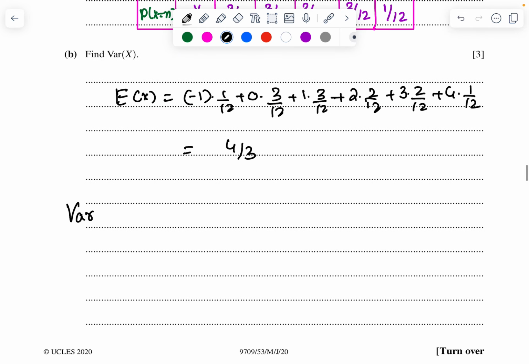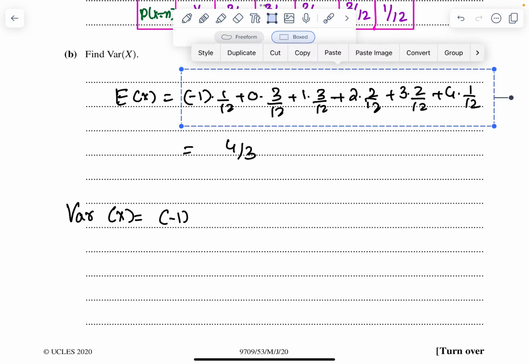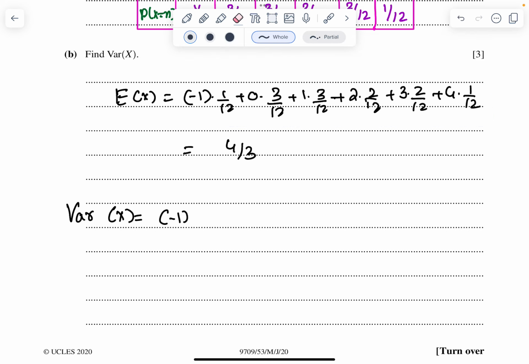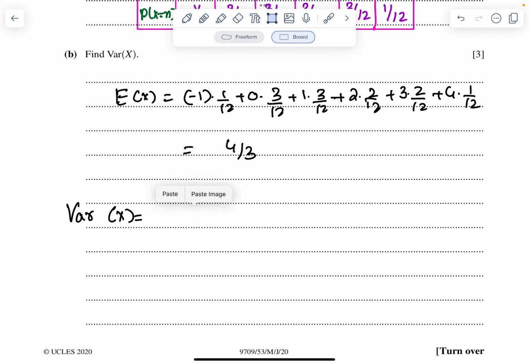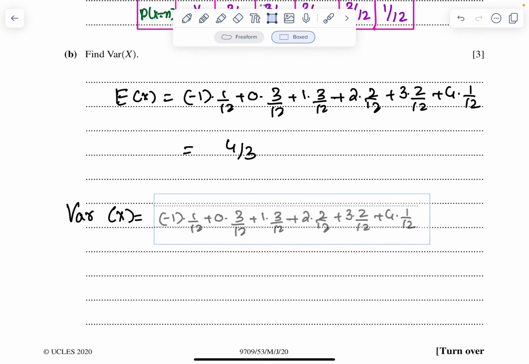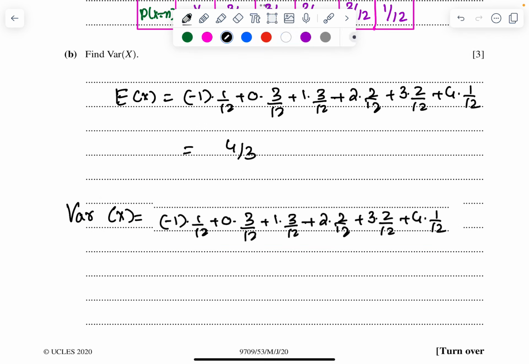Now the variance of x will be negative 1. So I am going to take this entire thing and copy it over here. That will make my life easier. So copy, because it is just only the squares. Square, square, square, square, square, squares minus 4 upon 3 whole square, which is going to be 37 upon 18.